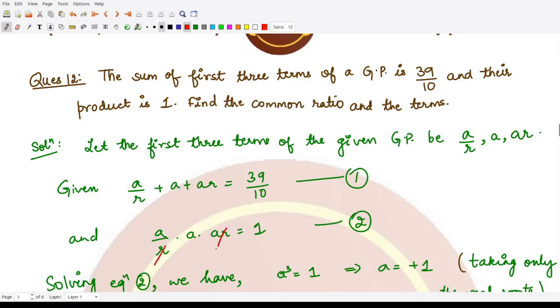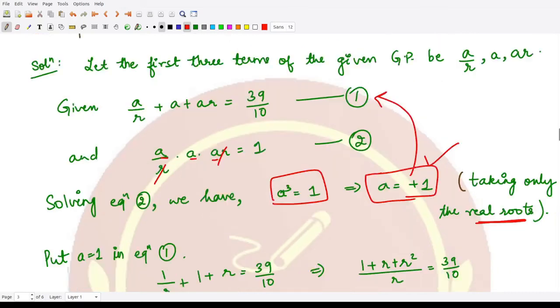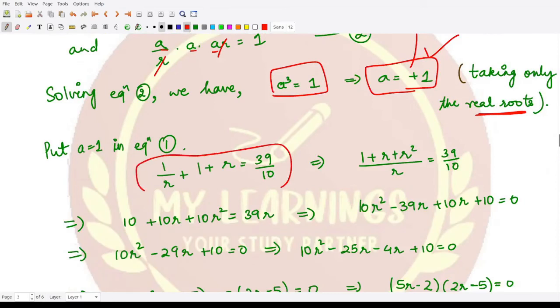Here R and R cancel, so we are left with A cube is equal to 1. So you can solve for the real roots of this equation. A cube is equal to 1. So only plus 1 comes out to be the value of A. So we have calculated our first term. Now we can substitute this value in our equation number 2, so that we would have 1 upon R plus 1 into R, which is R, is equal to 39 upon 10, like this. And we can solve this to calculate the value of R.